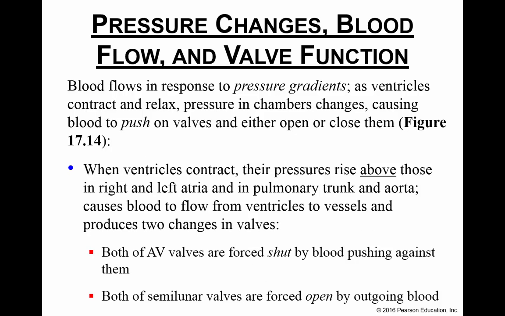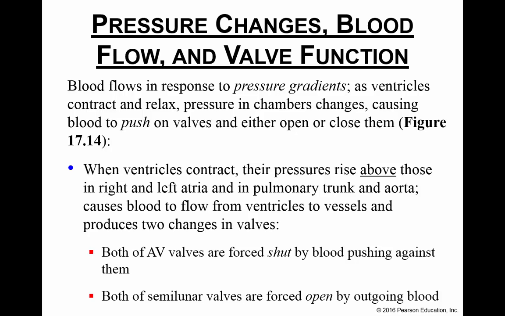Your blood flows because of pressure gradients. When the ventricles contract and relax, the pressures in those chambers change, and so it causes the blood to push on the valves and either open them or close them. When the ventricles contract, the pressure rises above the pressure that's in the atria and in the pulmonary trunk and aorta. So you've got high pressure in the ventricles when they contract, and that causes the blood to pump out of the ventricles into the vessels, and that causes the valves to change.